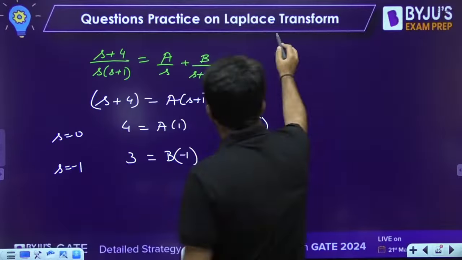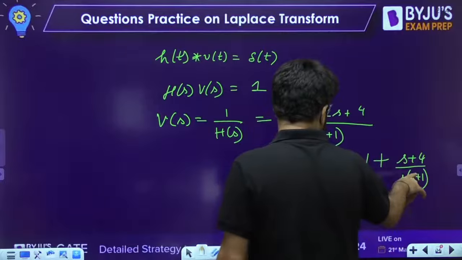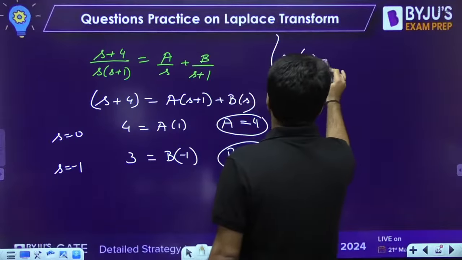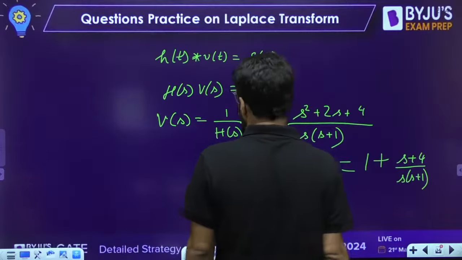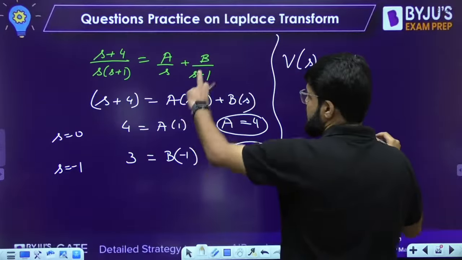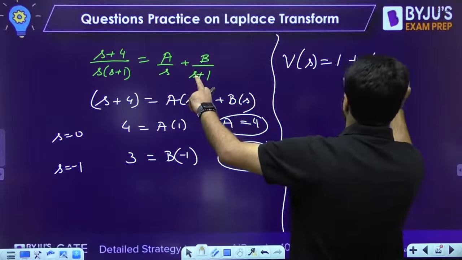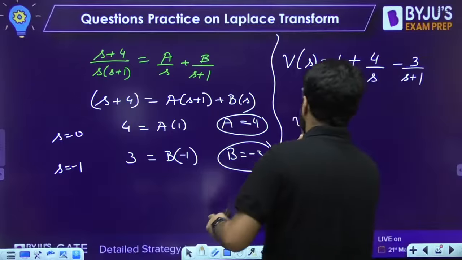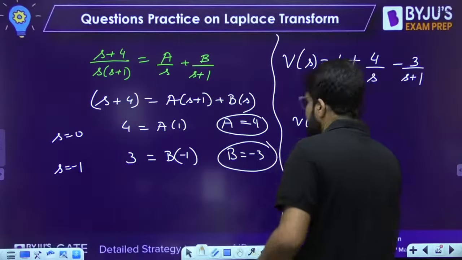Now, this is the breakage of (s plus 4) upon s(s plus 1). Let's take the complete V(s). So the complete V(s) is equal to 1 plus, with A equal to 4, 4 by s, and B equal to minus 3, minus 3 by (s plus 1). That is V(s). What is the value of v(t)?